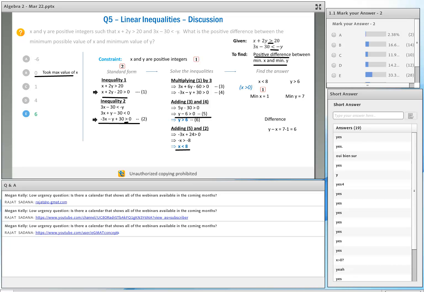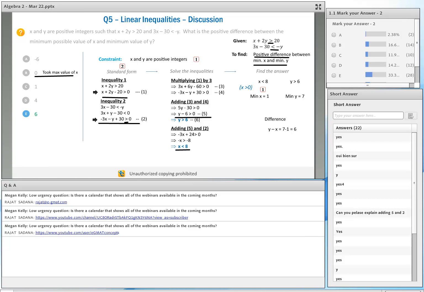Perfect. Thank you. And that's what I want to do now. Some of you said we want to go towards some data sufficiency questions. We are going to go towards some data sufficiency questions, and we're going to start with absolute value questions in data sufficiency.